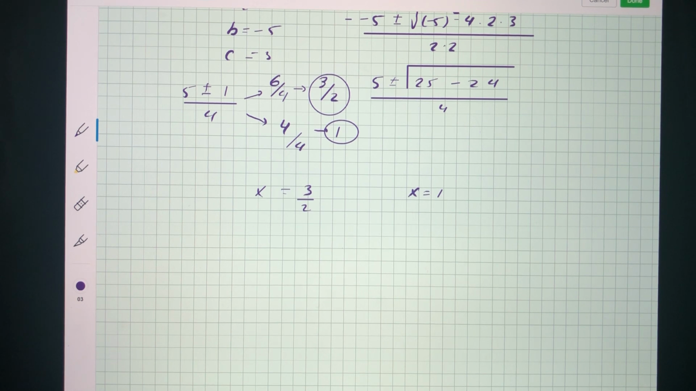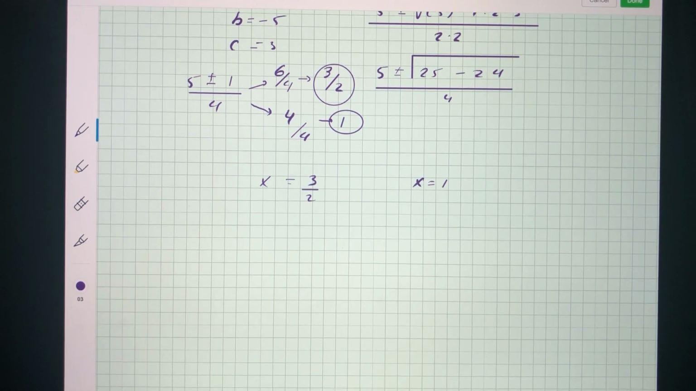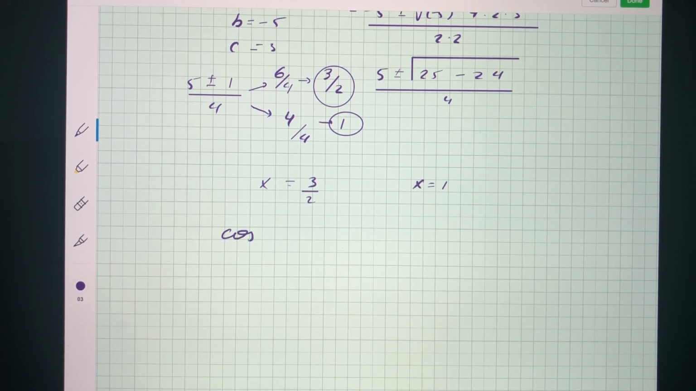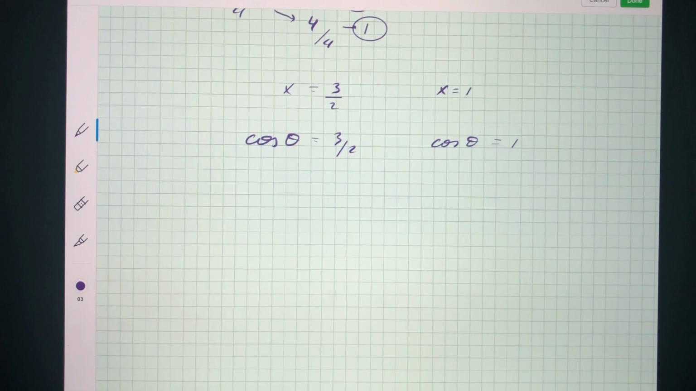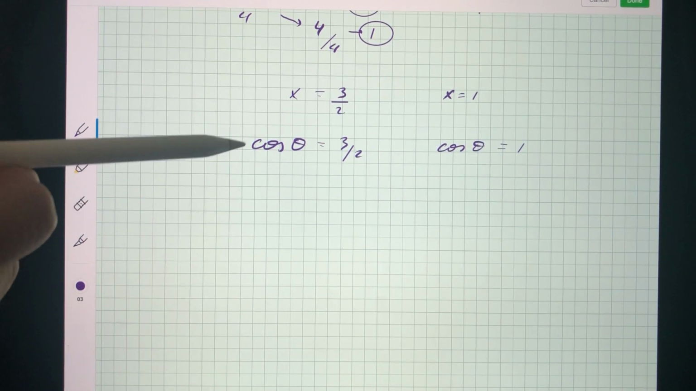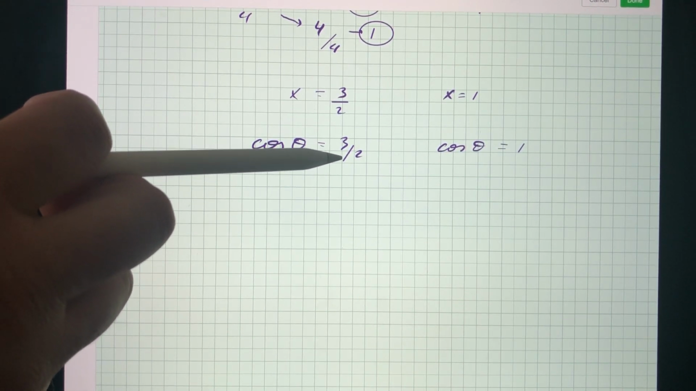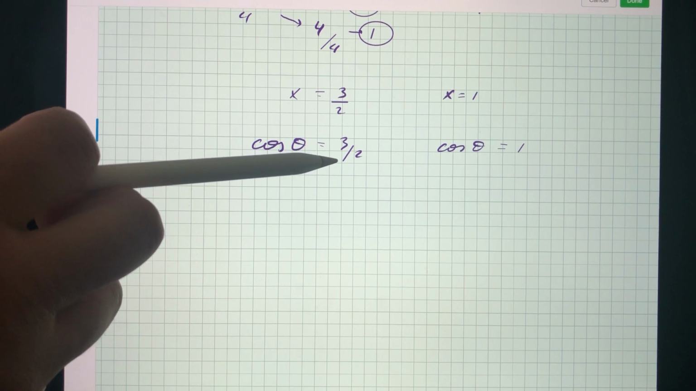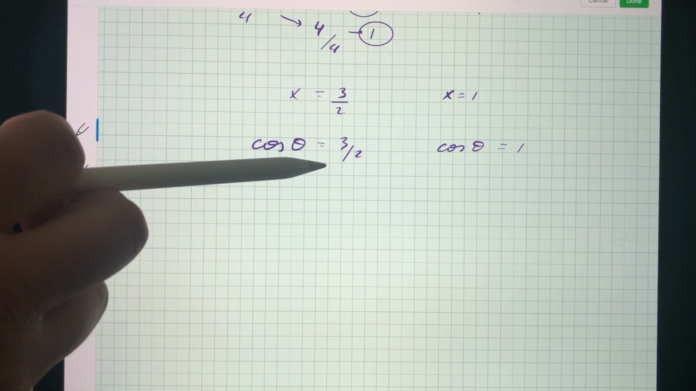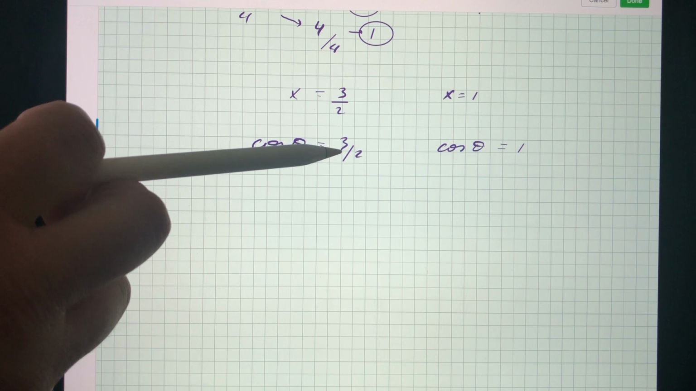But we didn't have the x to begin with, so we have to go back to the original variable, which is cosine. So that means either cosine theta is 3 halves or cosine theta is 1. Well, in order for cosine theta to be 3 halves, the radius has to be more than 1. We are on the unit circle, and 3 halves makes 1.5.